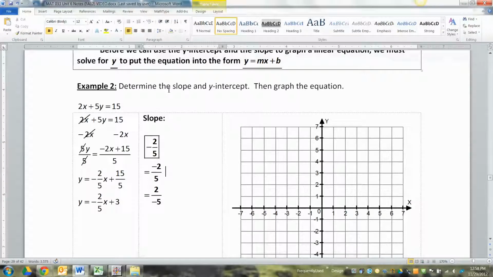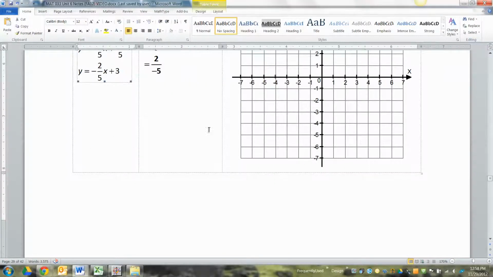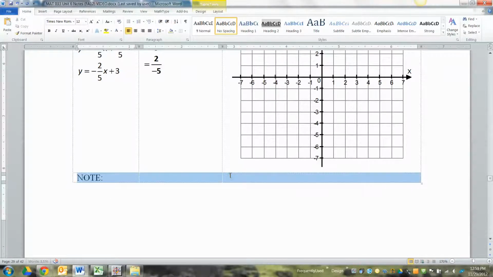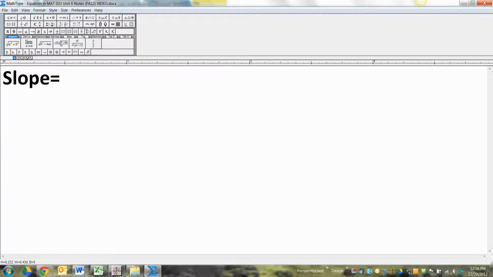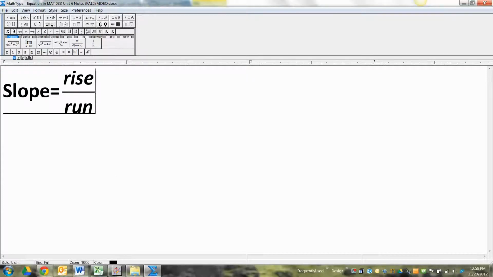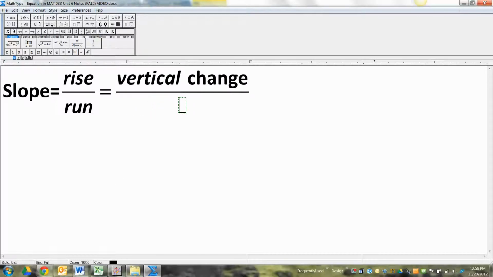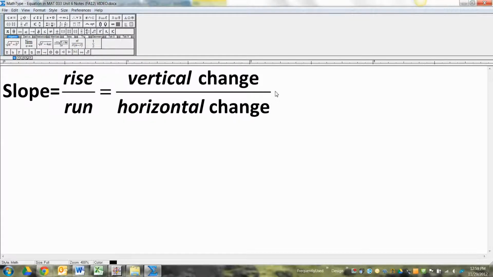Actually, let me make a note somewhere. I'll put it down here. Okay. So let's make a note here. Slope is rise over run, correct? And we know that that's vertical change over horizontal change. All right, now, what does that mean? Well, it's going to mean words. So vertical is up, literally the word up, if it's positive.